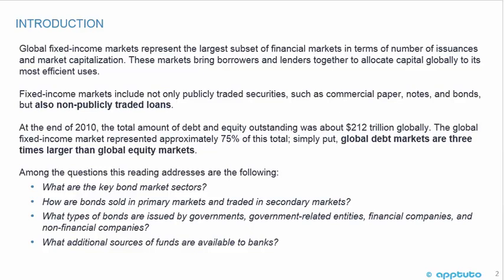These markets bring borrowers and lenders together to allocate capital globally to its most efficient uses. Fixed income markets include not only publicly traded securities, such as commercial paper, notes, and bonds, but also non-publicly traded loans. At the end of 2010, the total amount of debt and equity outstanding was about 212 trillion globally.